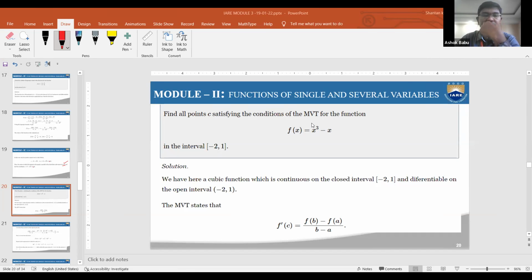A solution please. Amma, 10 minutes undi amma, make it fast.